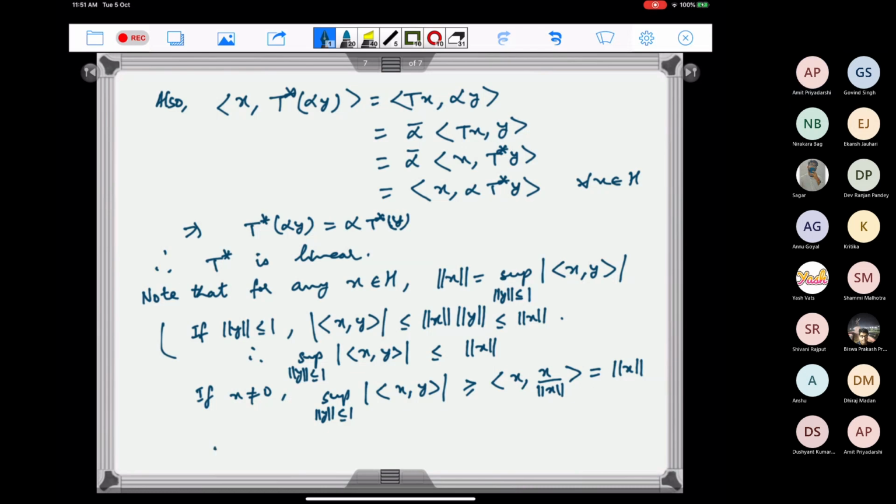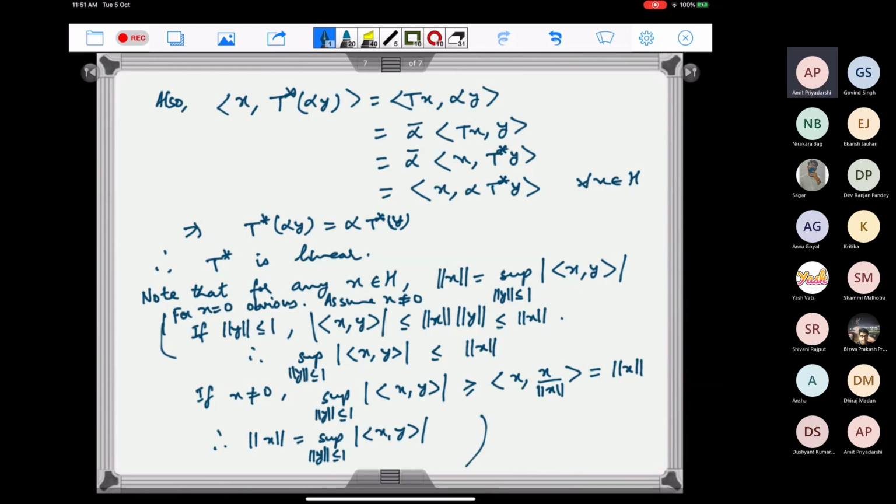So therefore, we have that norm x is equal to supremum of mod x y. So for x equal to 0, it is obvious. So we are assuming x is non-zero, and for x non-zero, we do like this. Because for x equal to 0, both sides are equal to 0. So we get this.